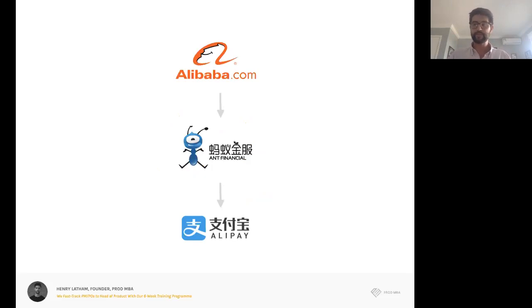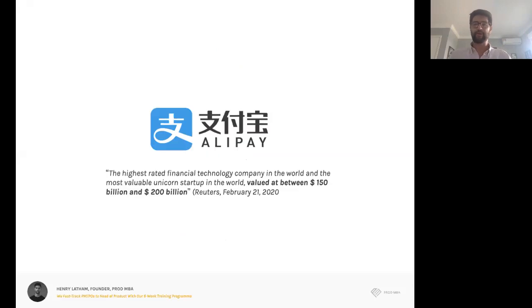For those of you who are unaware, Alipay is a financial payments tool that's owned by a company called Ant Financial, which was launched by Alibaba, who's now, I think, a 30% owner of that company, although that may change with the Chinese government getting involved at the moment. So Alipay itself is a product offered by Ant Financial, as I said, but also quite possibly the highest rated financial technology company in the world.